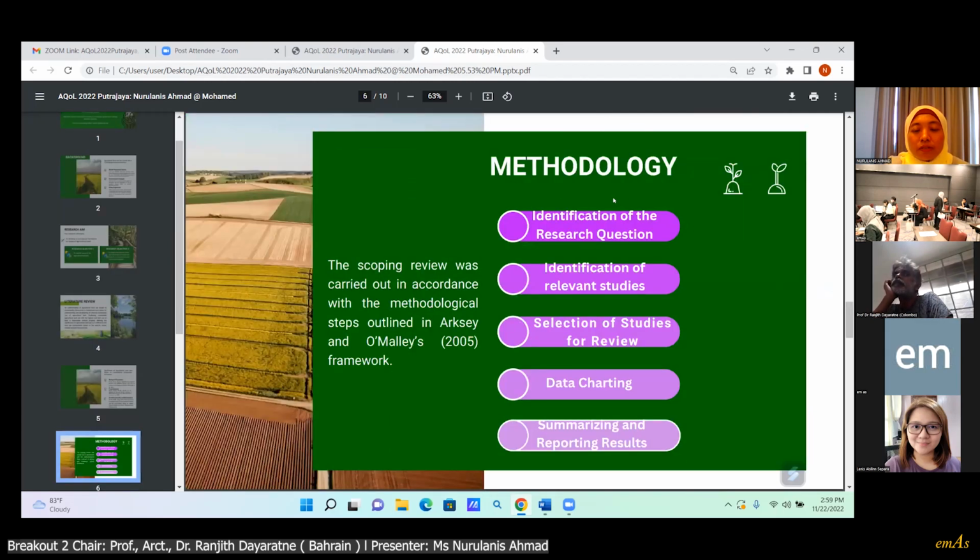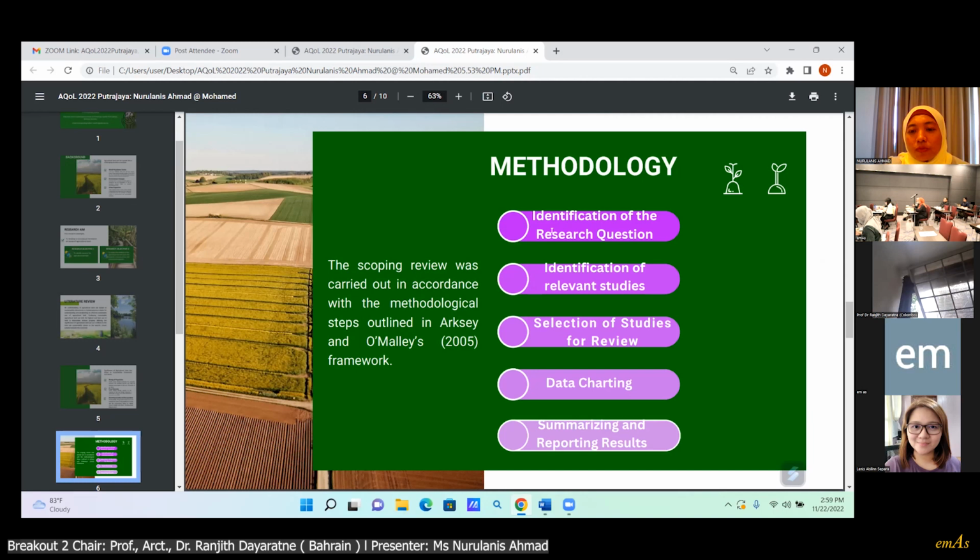All right, for the methodology, the scoping review was carried out using the framework suggested by Arksey and O'Malley 2005. Based on this framework, there are basically 6 stages, including an interview with the expert. However, in this study, we use only 5 stages. We exclude the interview with the expert because it is not compulsory.